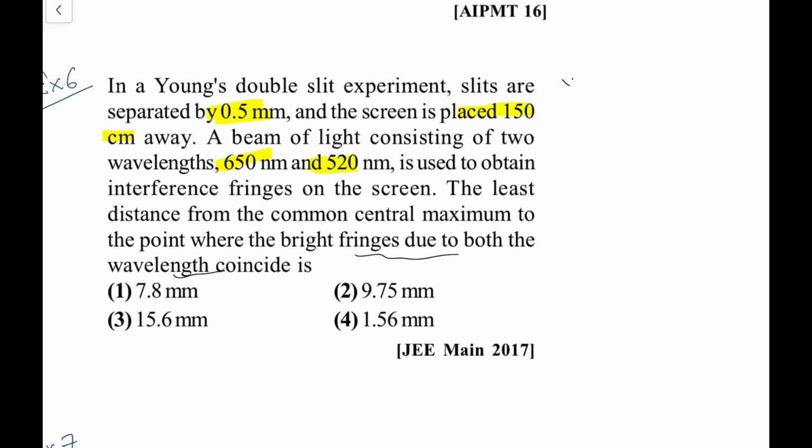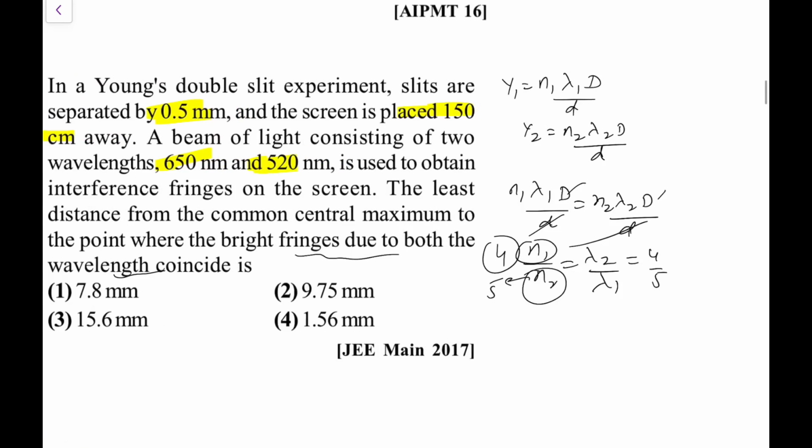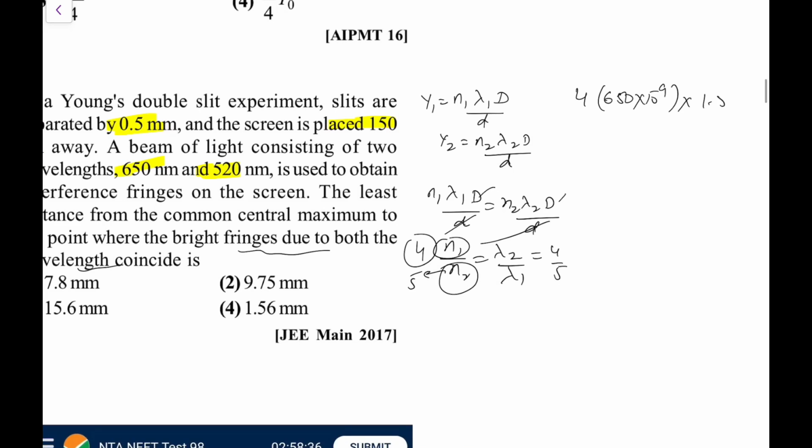Now for the first one we can say the location of maxima is n1 lambda 1 D by d, and for the second it would be n2 lambda 2 D by d. So for them to coincide, n1 lambda 1 D by d equals n2 lambda 2 D by d. From here, the ratio n1 by n2 would be lambda 2 by lambda 1, which comes out as 520 by 650, that is 4 by 5. That means the fourth of one and the fifth of the other will coincide. So the value I can make out would be 4 times lambda 1, 650 into 10 to the power minus 9, into D by d, where D is 1.5 in SI units and d is 0.5 mm, that is 5 into 10 to the power minus 4.